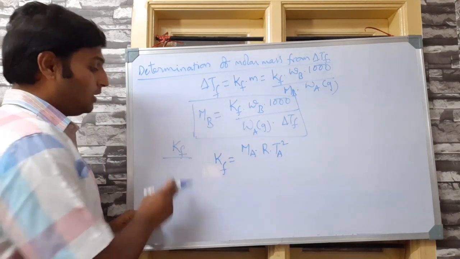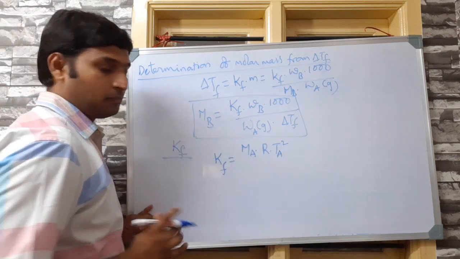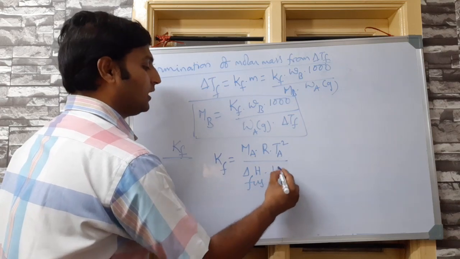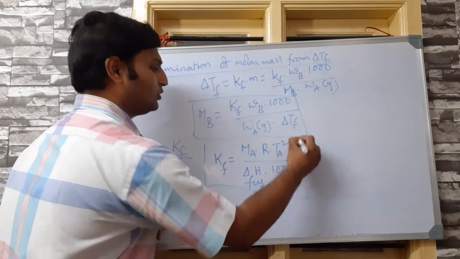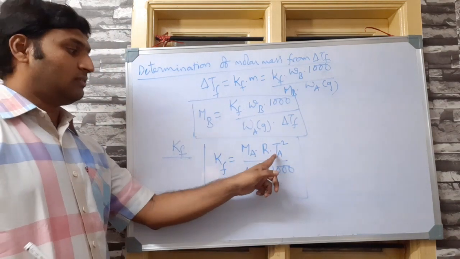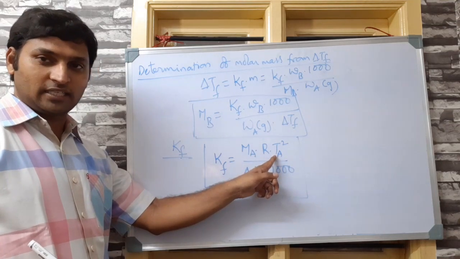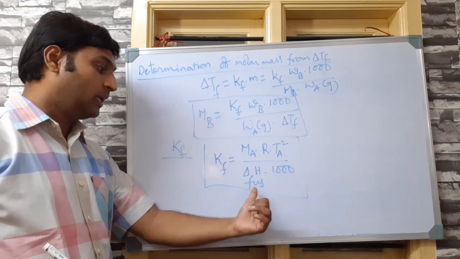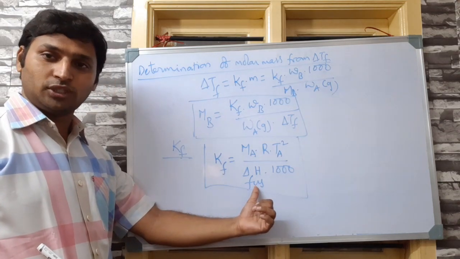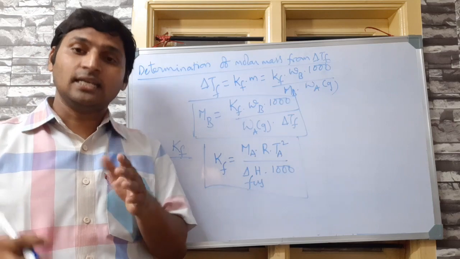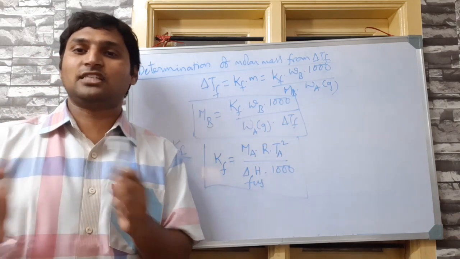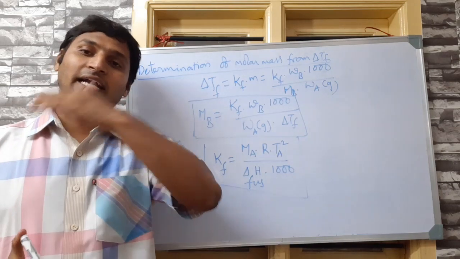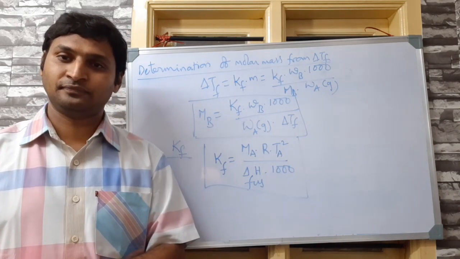Please don't confuse, because we are saying Kf, it is freezing point of solvent divided by enthalpy of fusion into 1000. So please understand, only difference is there it is boiling point of solvent, here it is freezing point of solvent. There it is enthalpy of vaporization for elevation in boiling point, but here it is enthalpy of fusion. That's why I would suggest always make comparative study of elevation in boiling point and depression in freezing point.